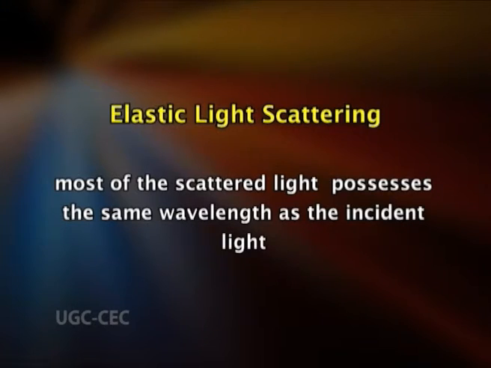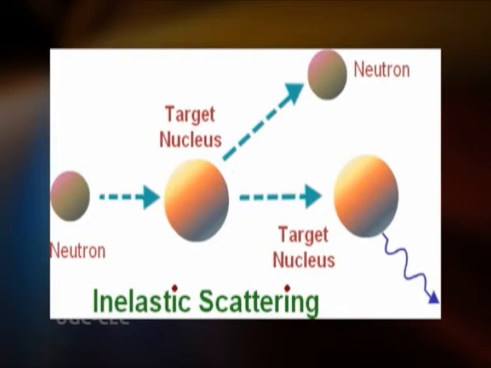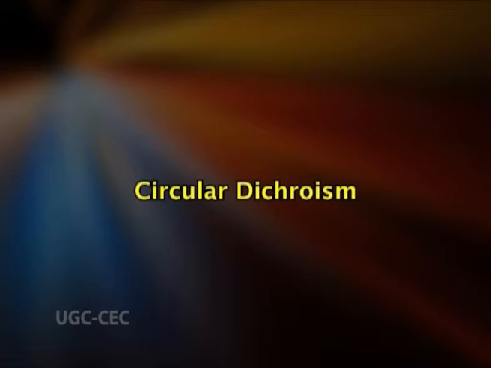Most of scattered light possesses the same wavelength as the incident light. This phenomenon is called elastic light scattering. When the scattered light has a wavelength higher or lower than the incident light, the phenomenon is called as inelastic light scattering. Now let's talk about circular dichroism.